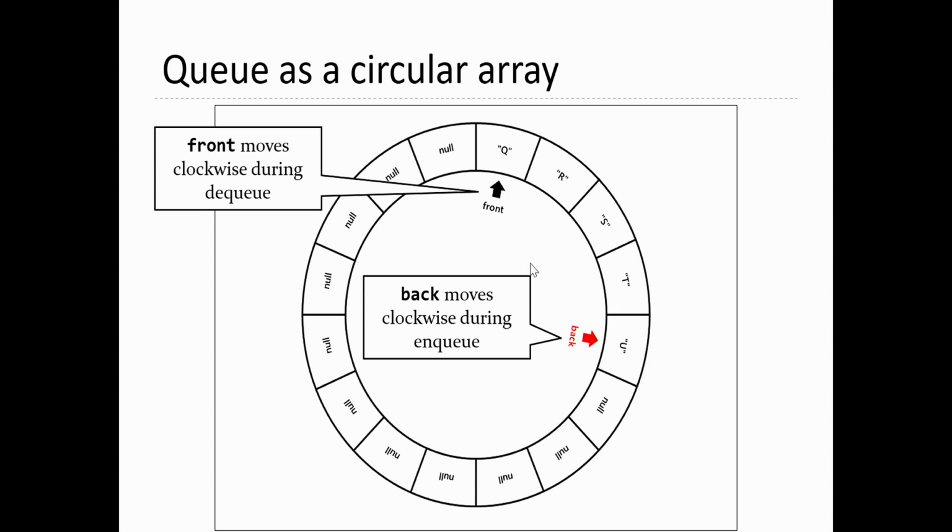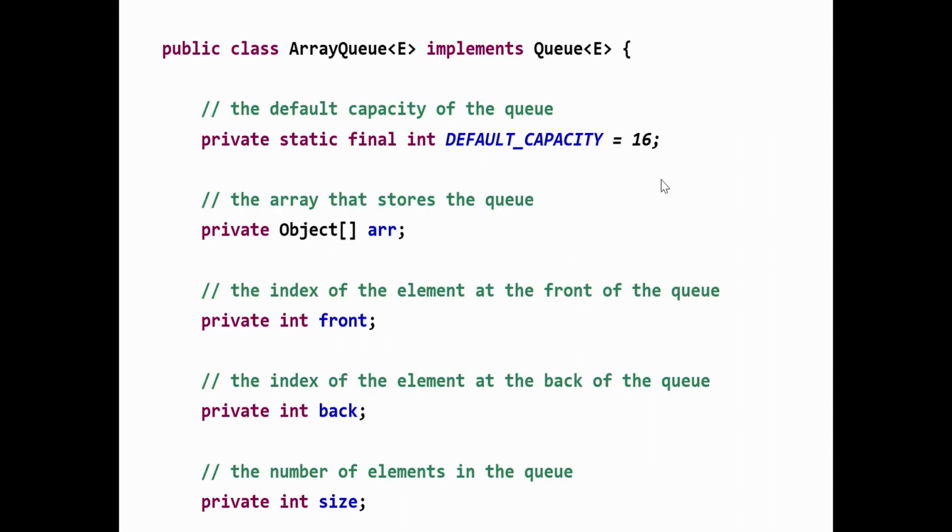And so Q, when you implement it in the way that I showed you, is often called implementing Q as a circular array. You just imagine that the array is a big circle, and you just keep on going around the circle. Okay, so how do we implement this thing?